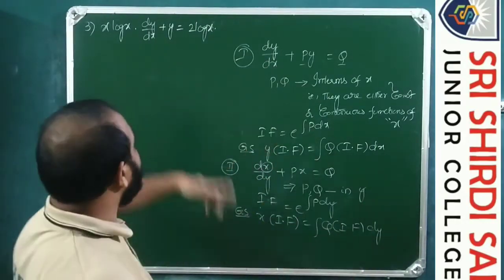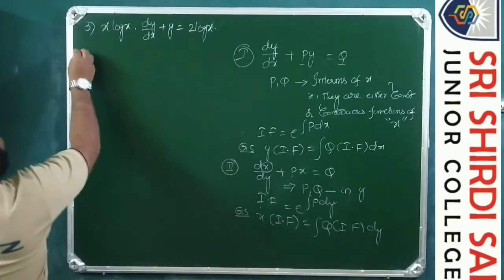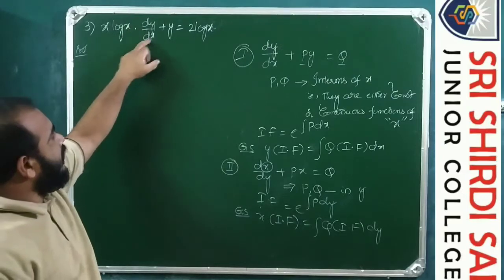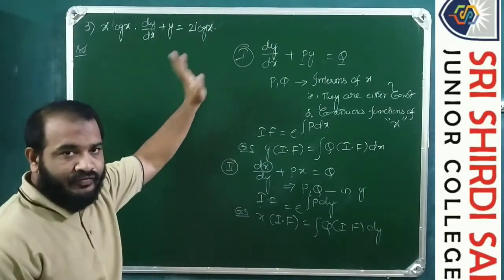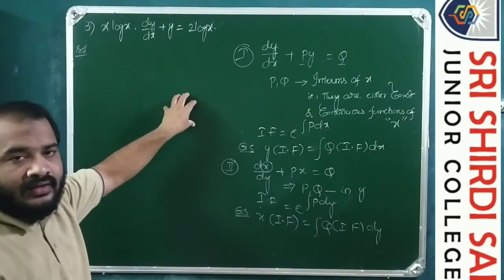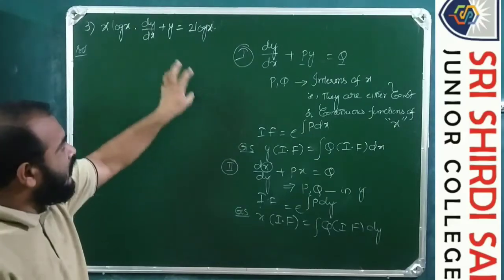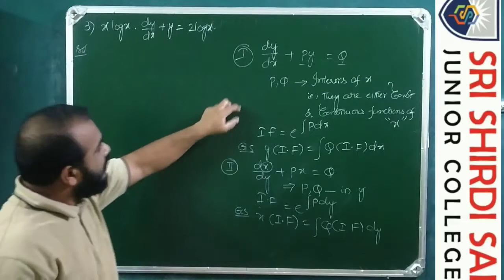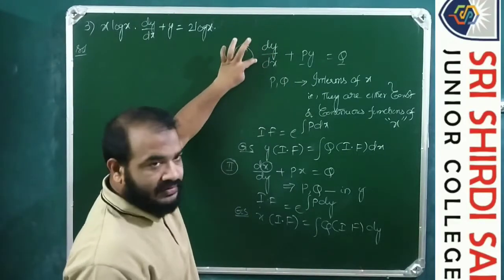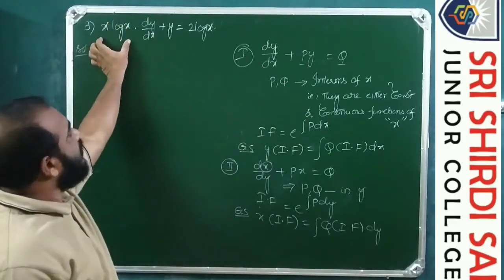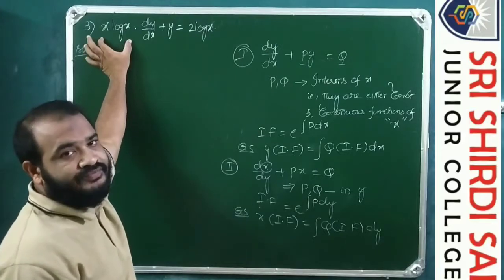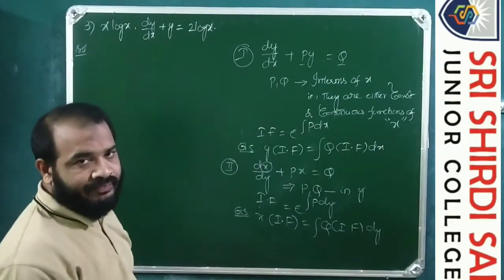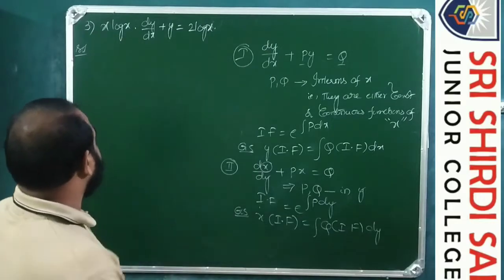So based on this, the next problem is x log x into dy by dx plus y equals to 2 log x. First of all, this is not in a regular linear differential equation type. Here the dy by dx coefficient should be 1, but here it is other than 1, which is x log x, for which let us divide the entire equation by x log x.